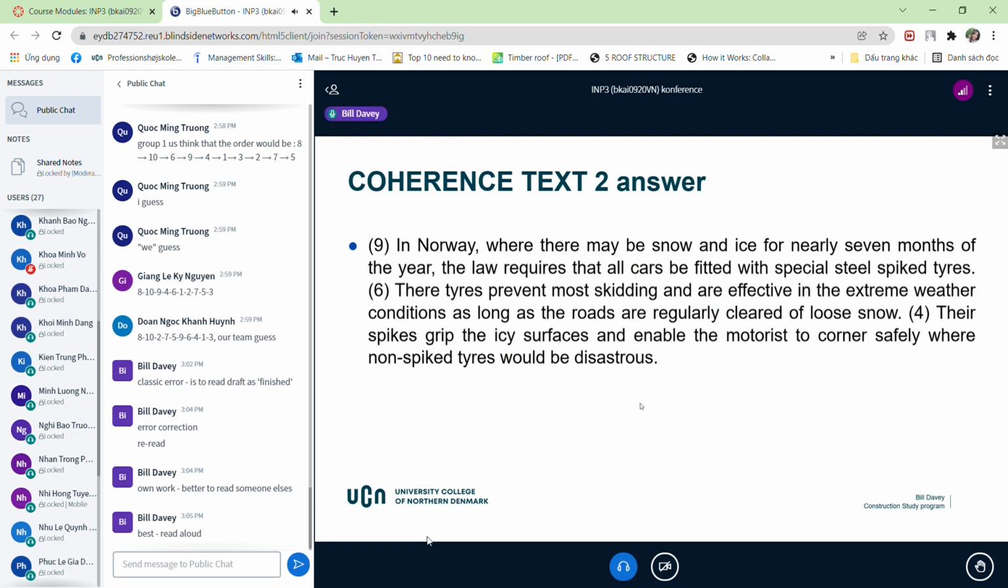In Norway, where there may be snow and ice for nearly 7 months of the year, the law requires that all cars be fitted with special steel spike tires.